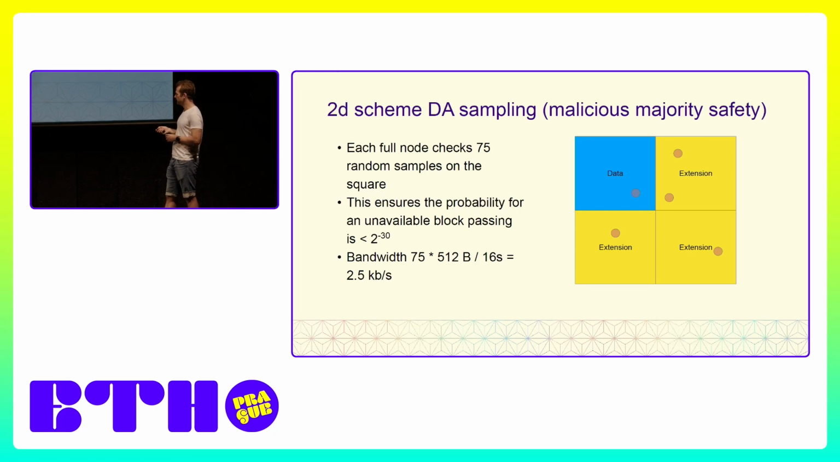And so what's really cool about this, like the total bandwidth to ensure that all this data is available, so that's 32 megabytes per block, or 1.3 megabytes per second, is only about 2.5 kilobytes per second. So in the future, full nodes are able to ensure that all this data is available using only this really small amount of bandwidth.